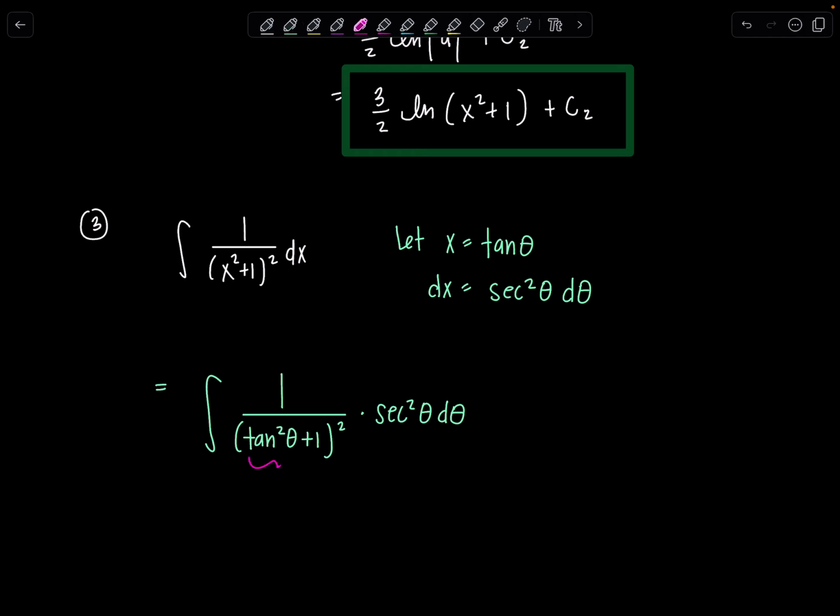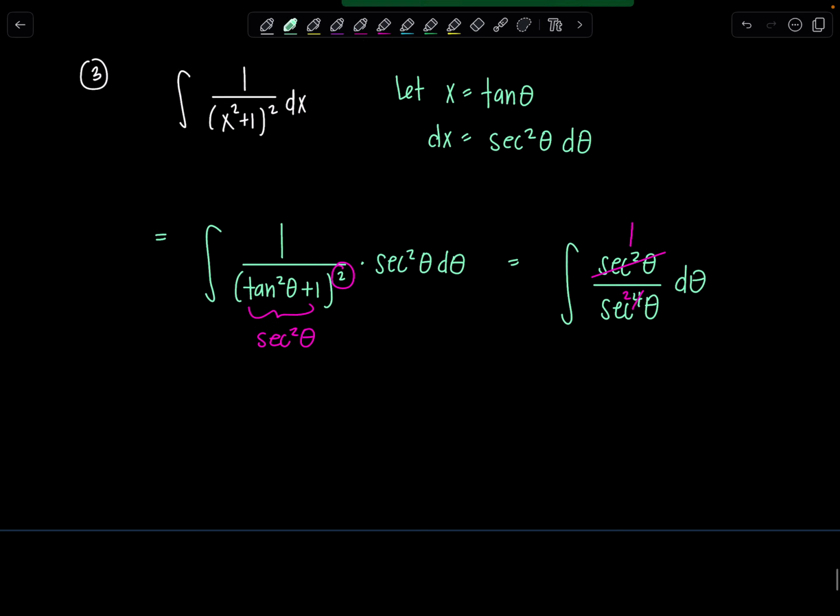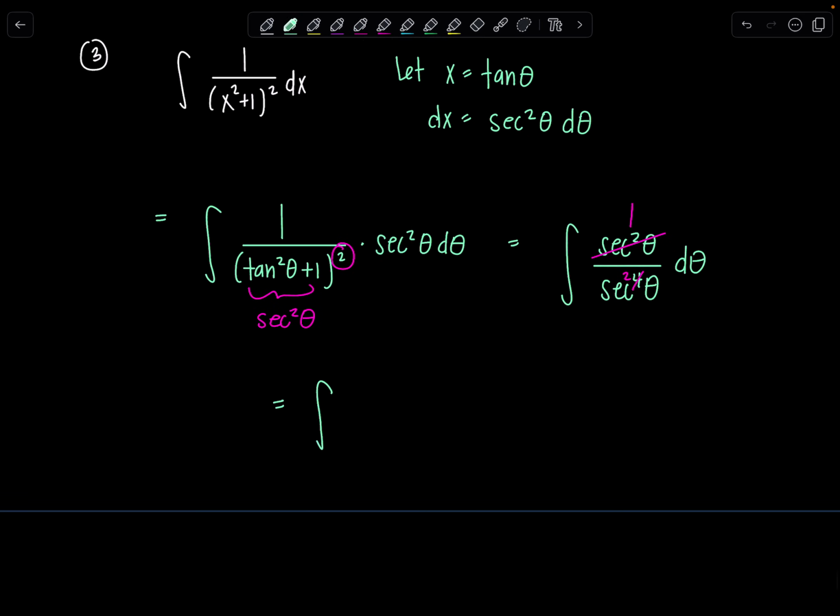Good, so tangent squared theta plus 1, that's secant squared theta. And then that's squared again. So I have secant to the 4th theta. So this is secant squared theta over secant to the 4th theta d theta. Then obviously secant squared cancels. And then I just have secant squared in the denominator. But secant squared in the denominator is the same as just having cosine squared theta.